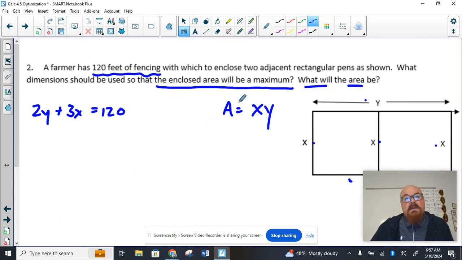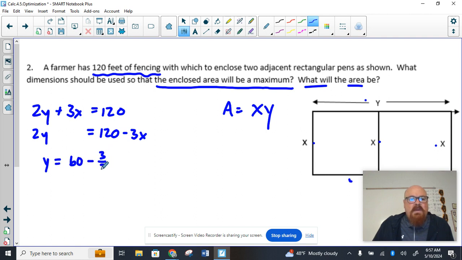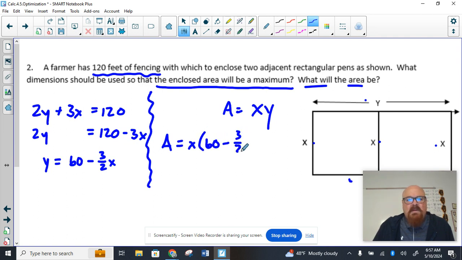So again, the idea is to write this area statement only in terms of x and then differentiate with respect to x. So to do that, I need to solve for y in terms of x over here. So if I do that, I would get y equals 60 minus 3 halves x. I'm not going to use decimals. You could use decimals, whatever your preference, I suppose. But so now I'm going to take this value of y, and I'm going to say that the area now is x times 60 minus 3 halves x. That's my y value.